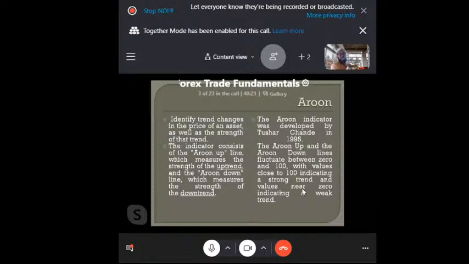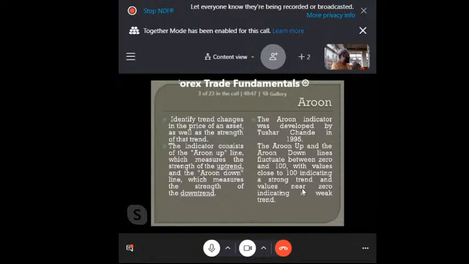The Aroon indicator was developed by Tushar Chande in 1995. The Aroon Up and the Aroon Down lines fluctuate between 0 and 100, with values close to 100 indicating a strong trend.